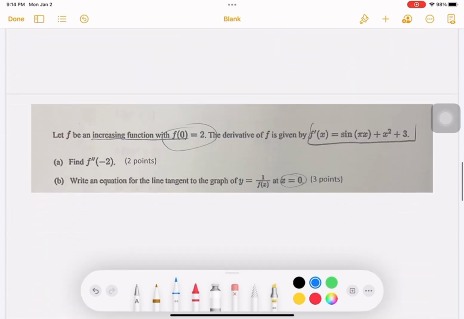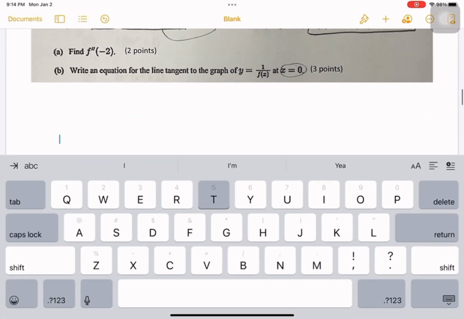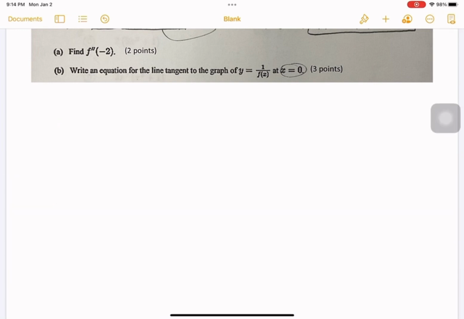All right. Now for the next one. Oh, what is this?